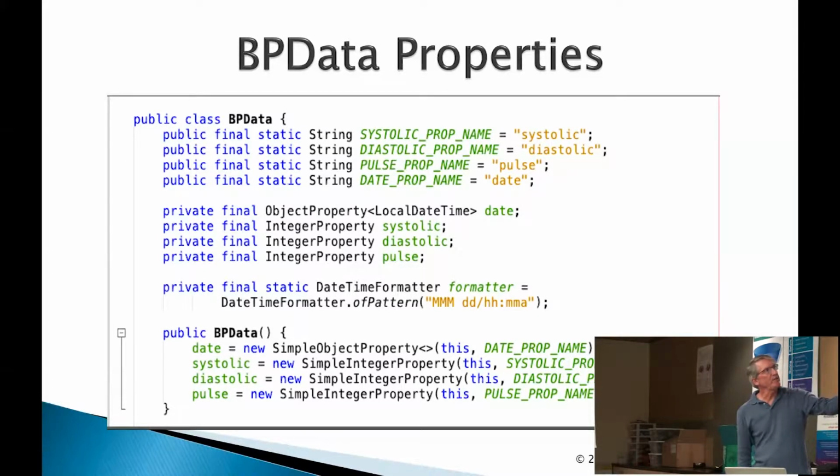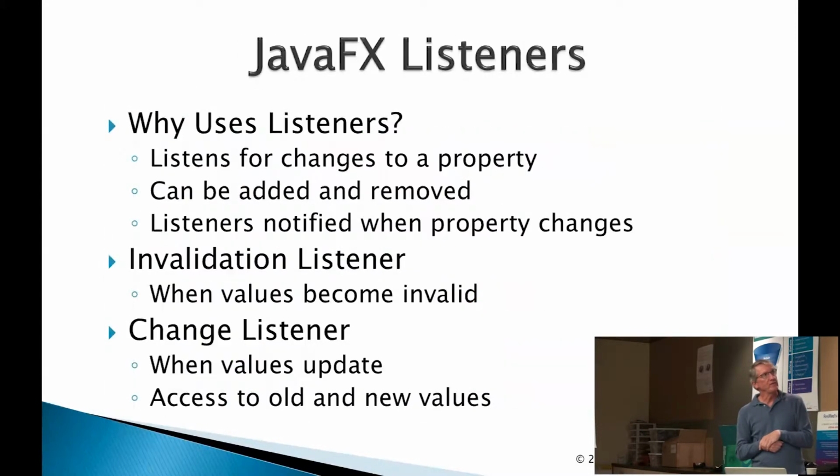You just say simple integer property or new simple object property, and then we have some static strings to define those as well. But once you do that, you still have your field data, but now everything's observable, and now we can attach listeners and binders to these things.